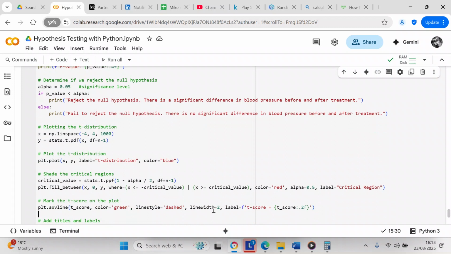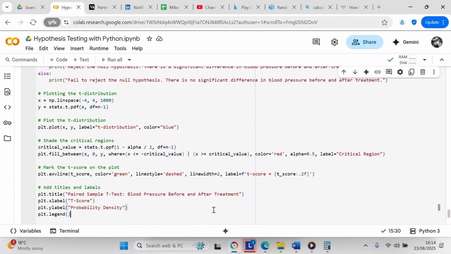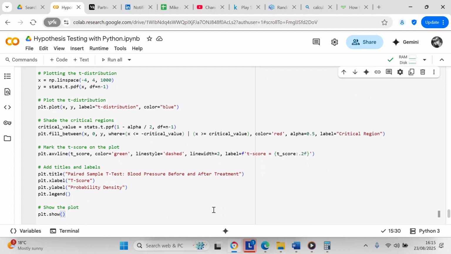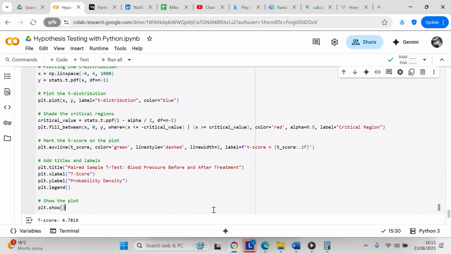We're going to mark the t-score on the plot: plt.axvline(t-score, color equals green, linestyle equals dashed, linewidth equals 2, label equals t-score). Then we're going to add titles and labels to the chart. The title is Paired Sample T-Test, Blood Pressure Before and After Treatment. The x label is t-score, the y label is probability density, and you get a legend. And we're going to show the plot.